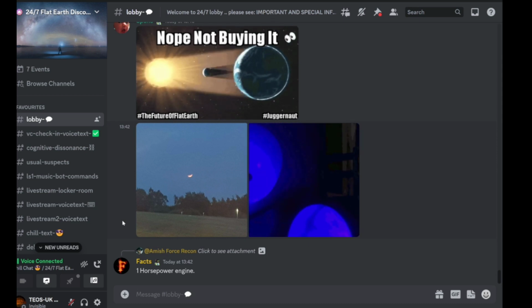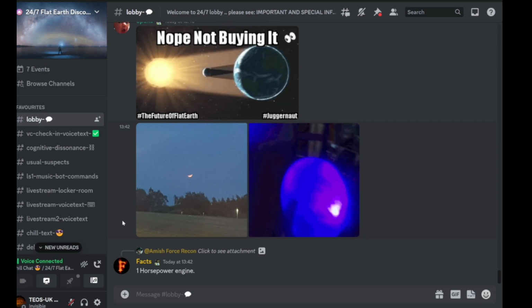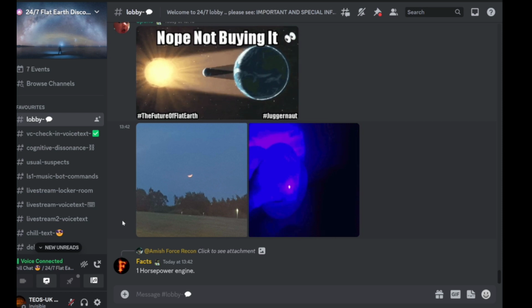Take a look in the lobby, you see exactly what I'm talking about. Now, the picture on the left was actually taken by a moderator.